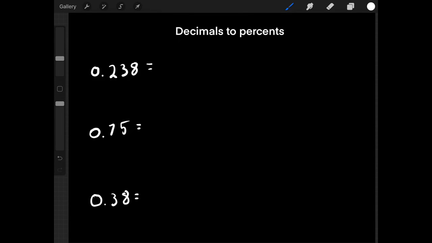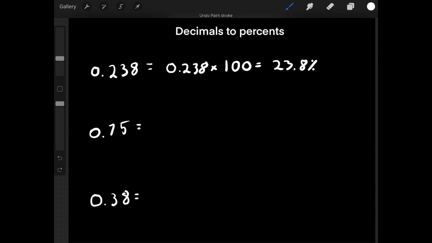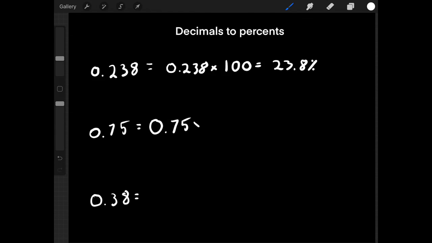And last but not least, we have converting decimals to percents. Now to do this, we're just going to take 0.238 and multiply it by 100, and then we will get our final answer of 23.8%. Alright, so now it's the next question. 0.75, and we're going to multiply by 100, and then it will give us our answer of 75%.